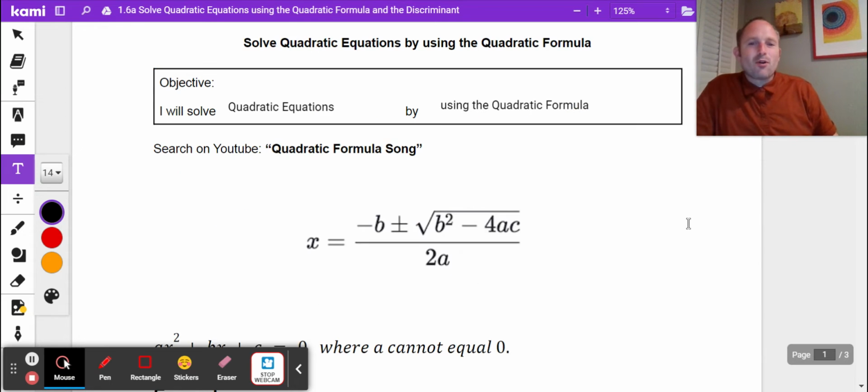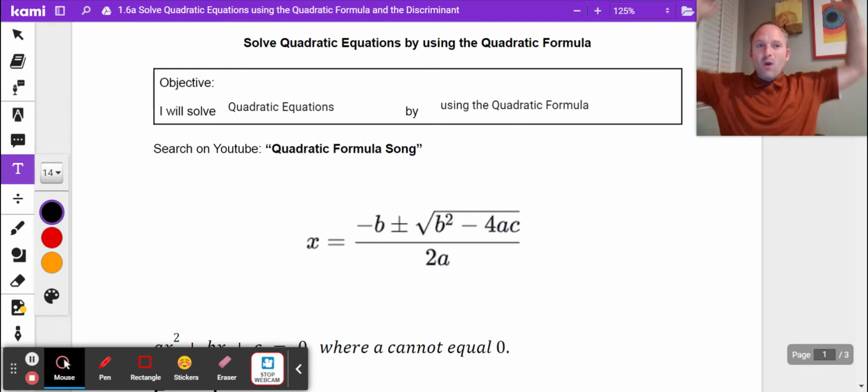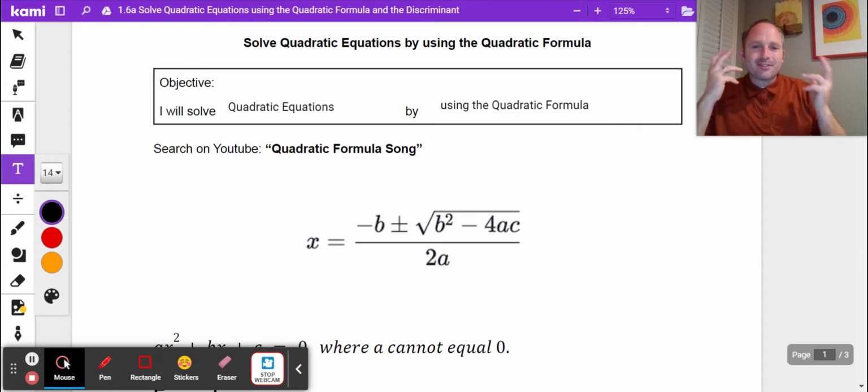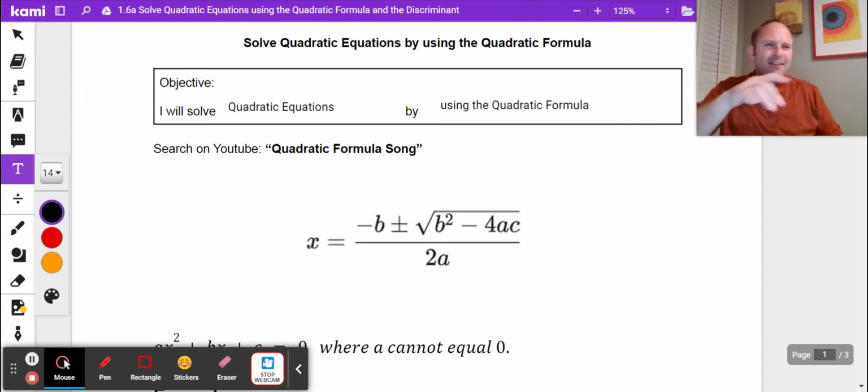So here's the formula. X, our solutions, will equal negative b plus or minus the square root of b squared minus 4ac, all of that divided by 2a, and we'll figure out where the quadratic smashes into the ground, or what are the solutions for when y is 0? What are the x values? Here we go.